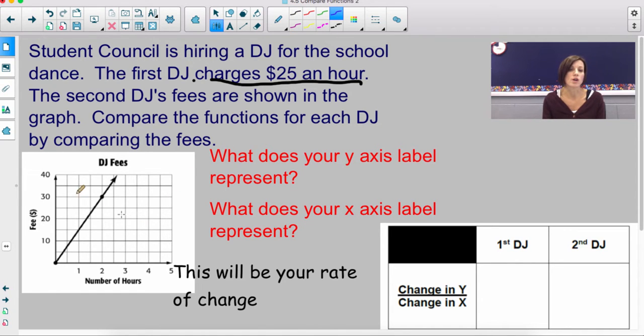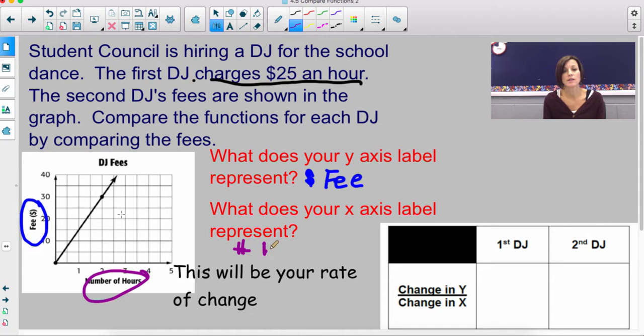So what does our Y label look like? Our Y label is fees in dollars. What does our X label represent? The number of hours. So you're filling this in. So our rate of change will be the fee over the number of hours.